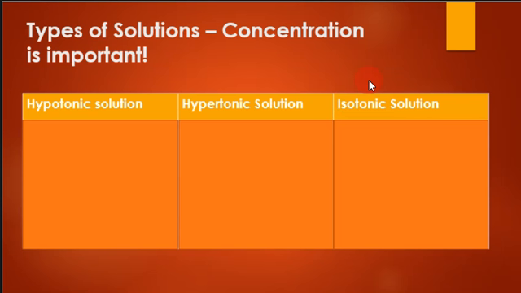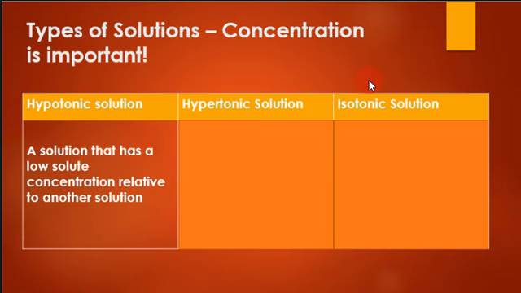All right, so the types of solution. Concentration turns out to be important. The first one is called a hypotonic solution. It's a solution that has a low solute concentration relative to another solution. I'm going to show you pictures of these in a little bit. It's going to really help explain it better without using all that scientific jargon.